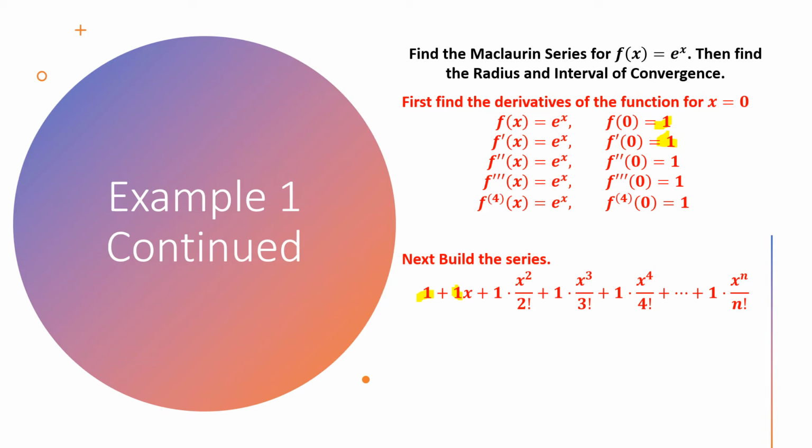Alright, so the next one, the 1 times x squared over 2 factorial, the 1 in front is the one from the derivative. And using the formula for the Maclaurin series, now you're going to have x squared over 2 factorial. And I'm going to continue that on, so I'd have 1 times x cubed over 3 factorial, 1 times x to the 4th over 4 factorial, and so on, all the way till I get to 1 times x to the n over n factorial. Again, this 1 in front is coming from the derivative. And so now that I have my series built and I see the pattern, I can write it as a summation. So I have the sum as n goes from 0 to infinity of x to the n over n factorial.